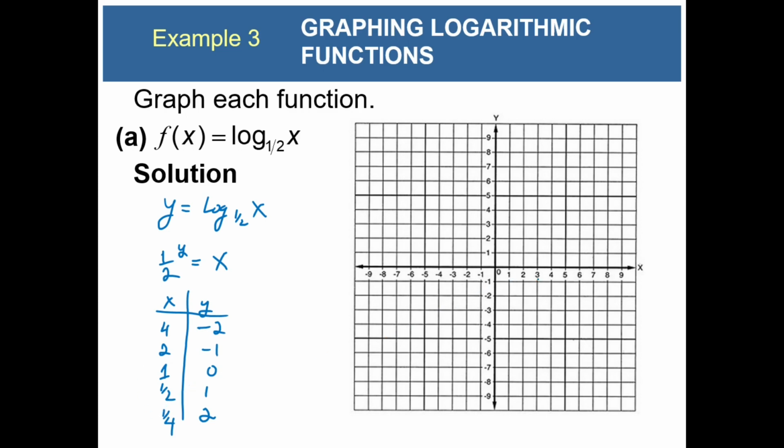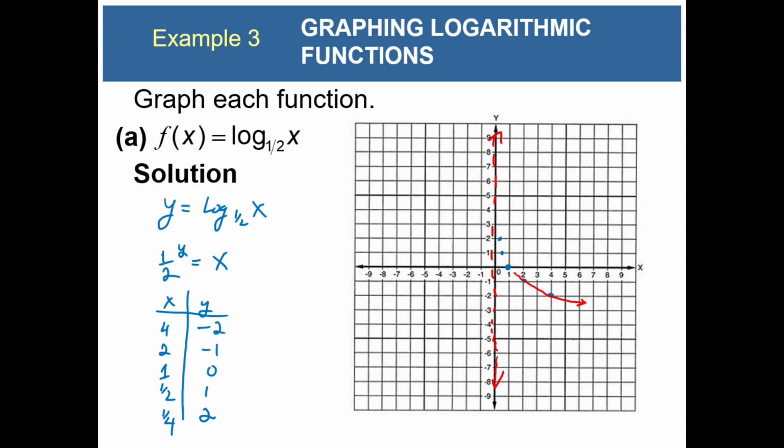We'll plot 4, -2, 2, -1, 1, 0, 1/2, 1, and 1/4, 2. So as you can see, the graph does look like it decreases as it goes to the right. We'll draw in our vertical asymptote. Our vertical asymptote is on the y-axis. And here is our graph.